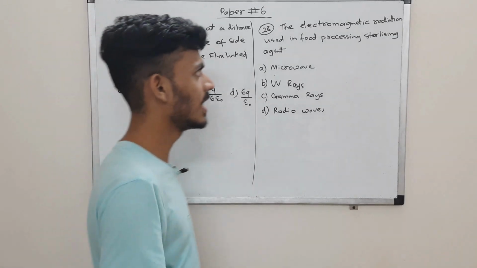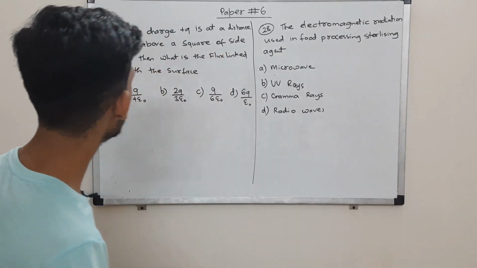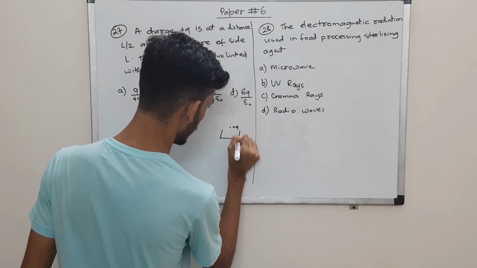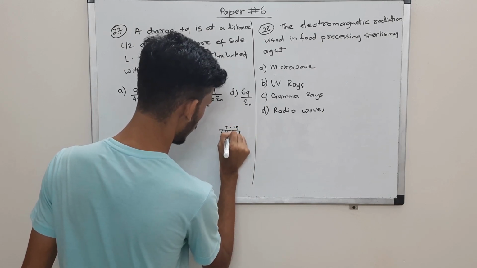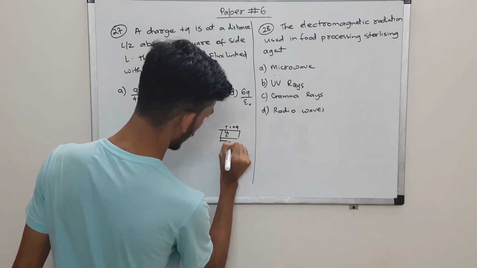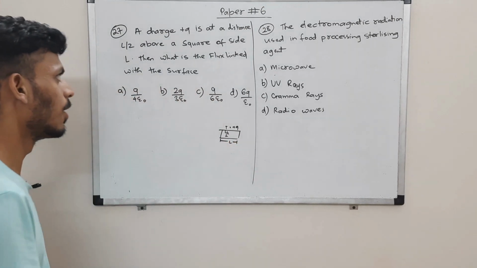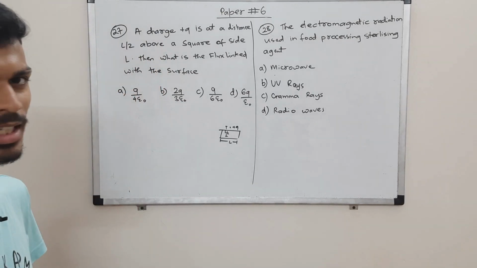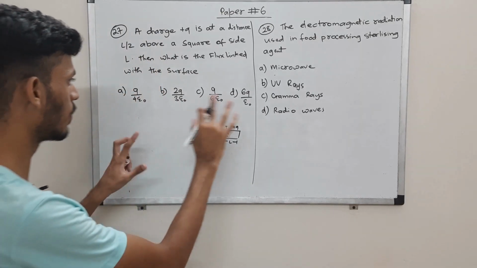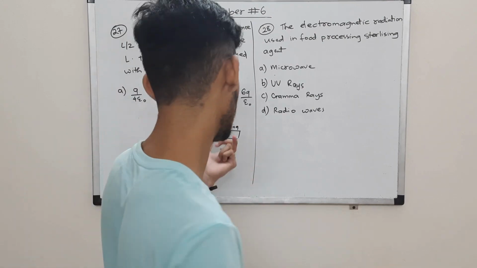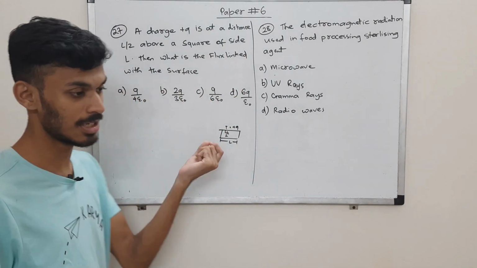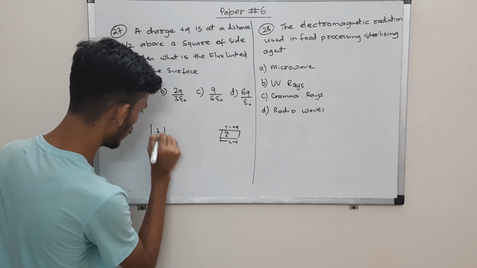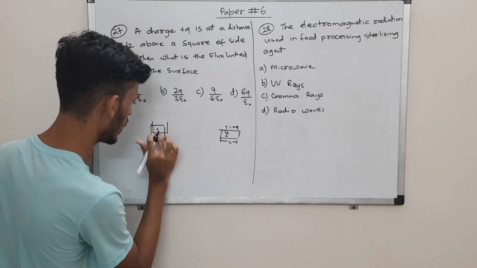So questions 27 and 28 over here. In question 27, we have a charge plus q, which is placed at a distance L by 2 from a square lamina. The square lamina itself has a side L. You are supposed to tell what is the flux linked with this surface. You cannot solve this question directly. First of all, you'll have to draw a cube around this charge. Suppose we have the charge q over here.